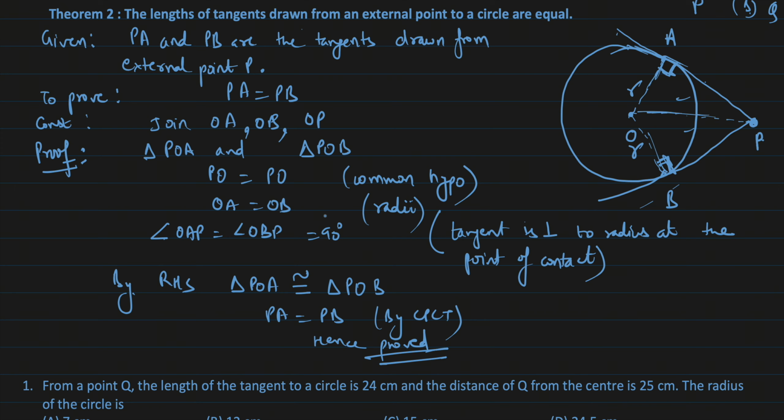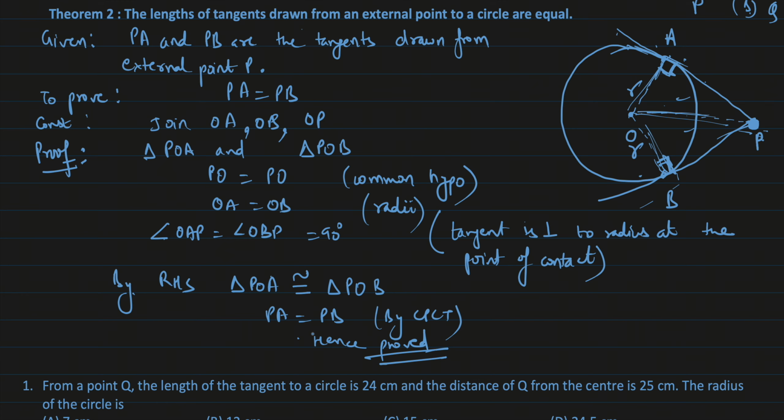Okay, so I'll just repeat it once more. In short, you need to prove that there are two tangents drawn from one external point P, that is PA and PB. You need to prove that PA equals PB. So how do we prove it? We join OA, OB, OP and we take the two triangles POA and POB and prove them congruent using RHS, and then by CPCT we will get that PA equals PB.